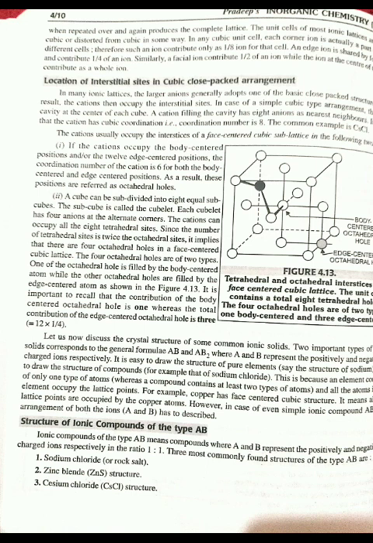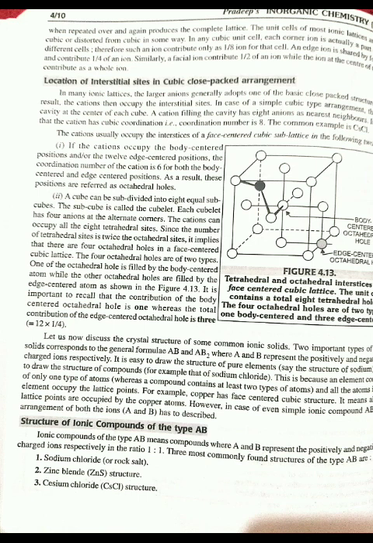This is because an element consists of only one type of atom, whereas a compound contains at least two types of atoms, and all the atoms in the element occupy the lattice points. For example, copper has a face-centered cubic structure. It means all the lattice points are occupied by copper atoms. However, in the case of even a simple ionic compound AB, the arrangement of both the ions A and B has to be described.